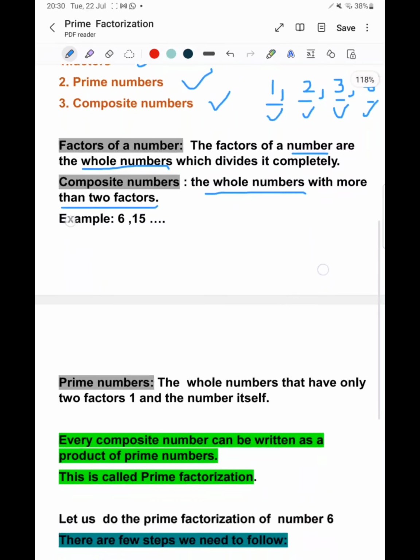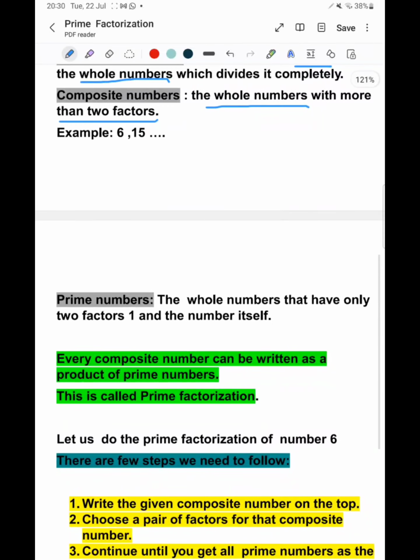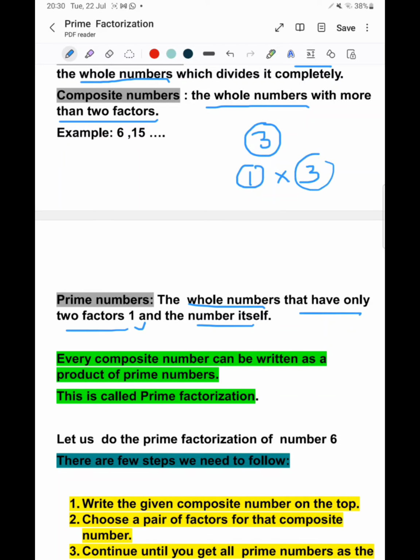And then we talk about prime numbers. Prime numbers are the whole numbers that have only 2 factors, and those 2 factors are 1 and the number itself. For example, 3 can be written as 1 times 3 only. So these are the 2 factors of 3. There are no other factors of 3. So 3 is a prime number.